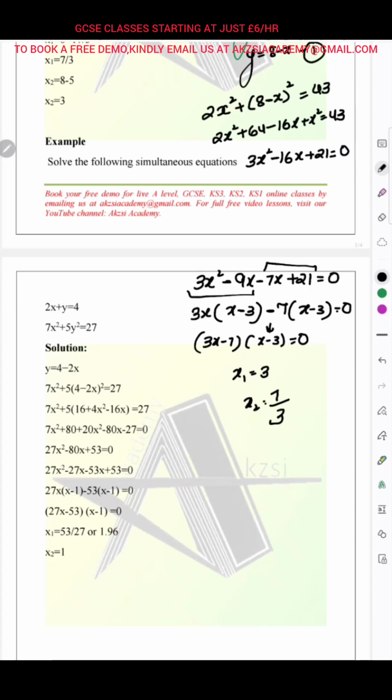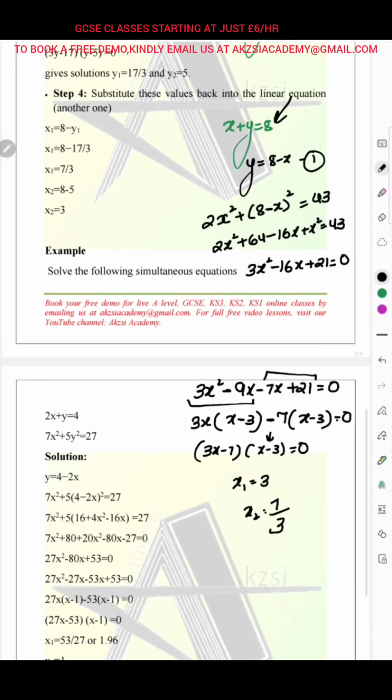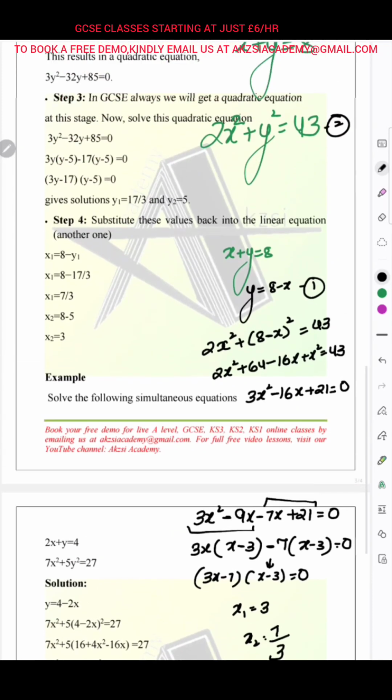Once we have these values, we can substitute in either of the equations. Best is to start by substituting in the linear equation. It's much simpler. So y is equal to 8 minus x, that means 8 minus 3, which will give me 5, that's y1. And y2 is 8 minus 7 over 3, that is 24 minus 7, that will give me 17 over 3. And that we got here as well.